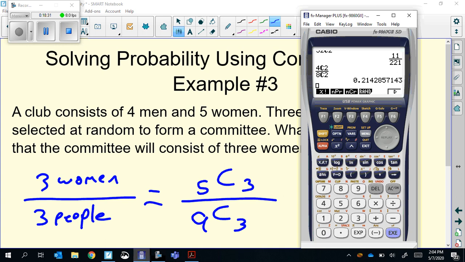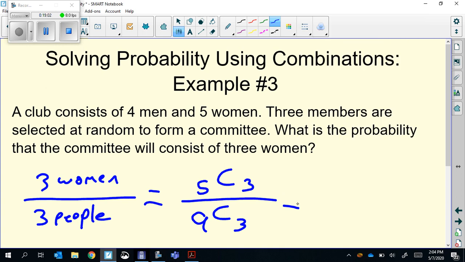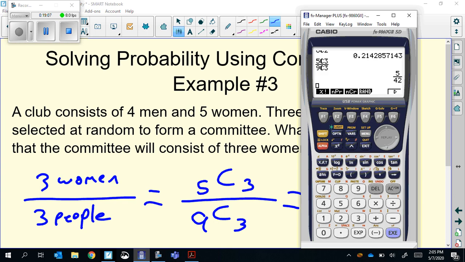So on our calculator, we have 5C3 over 9C3. Sometimes people say choose. You'd say 9 choose 3 or 5 choose 3, something like that, or combine or whatever. But I just like to say C or P to distinguish if it's a permutation or combination. All right, 5 out of 42. And again, if you wanted a decimal, just change it. About 12% chance of that happening.